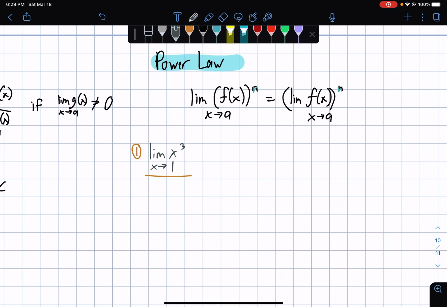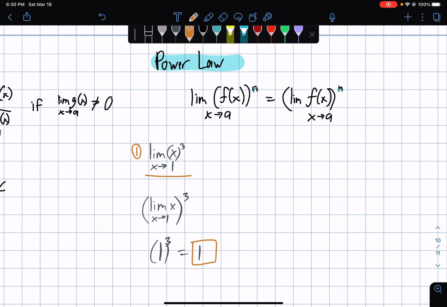Lim x raised to 3 such that x approaches 1. That could be lim x such that x approaches 1. We make a big parenthesis, and of course the traditional thing, if x is not given, then we use whatever number is described as a in x approaches a. Well, apparently here it's 1, so lim 1, that's going to be just 1, and then 1 raised to 3, it's still going to be 1.